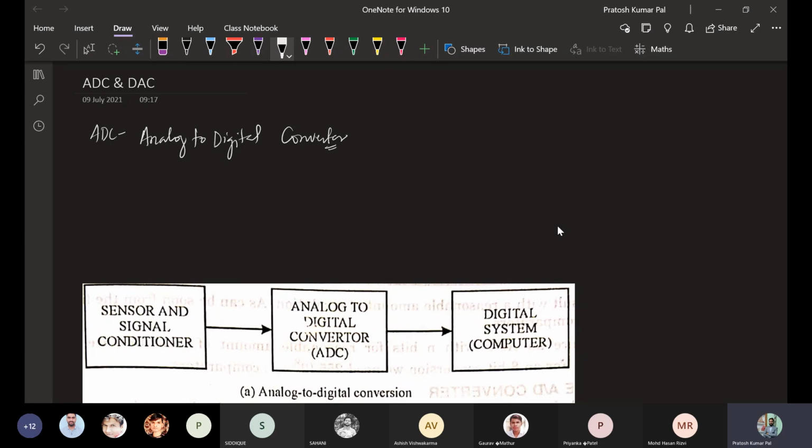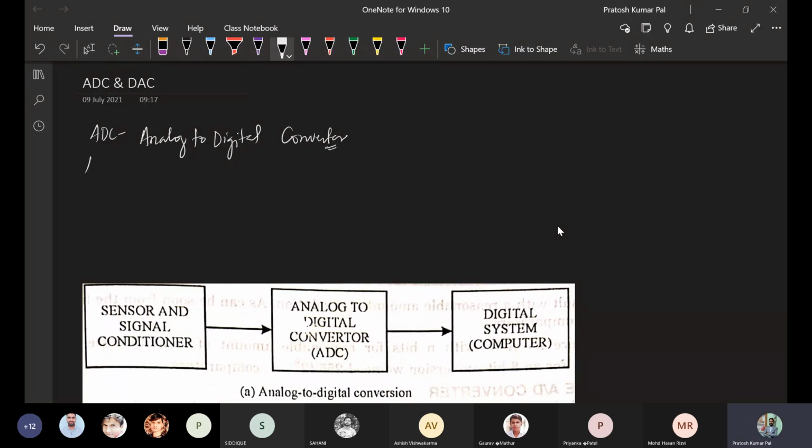Suppose a voice is there. This voice, in terms of pressure, will be an analog voltage, and that analog voltage will be converted to a digital value. Then only that voltage will be understandable to the microprocessor or any system that uses digital as an input. So there is a need of an analog to digital converter and the same for digital to analog converter.